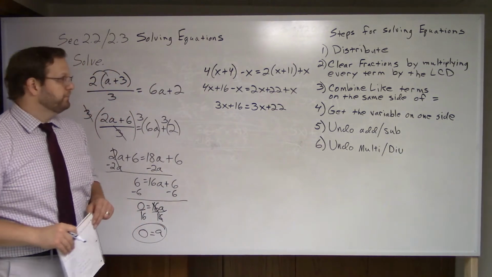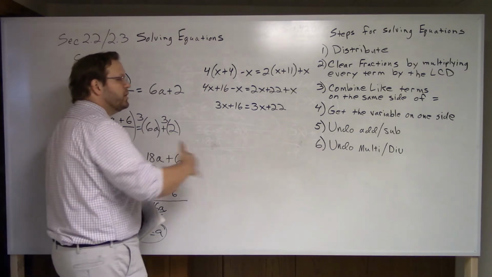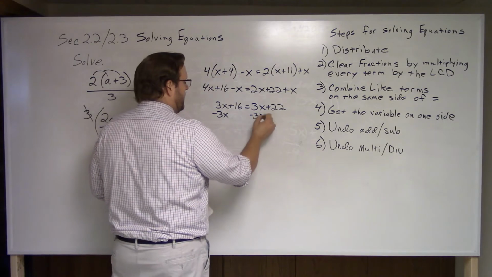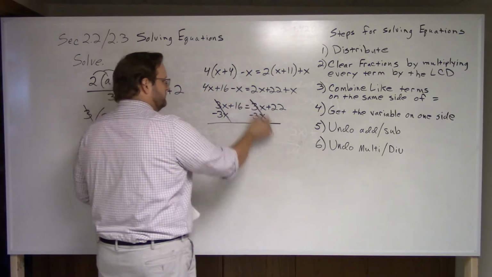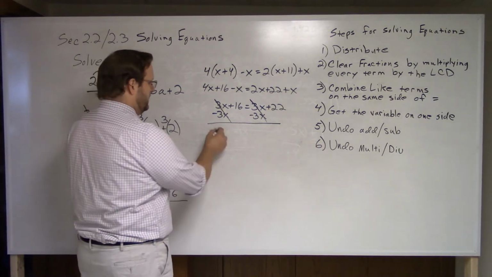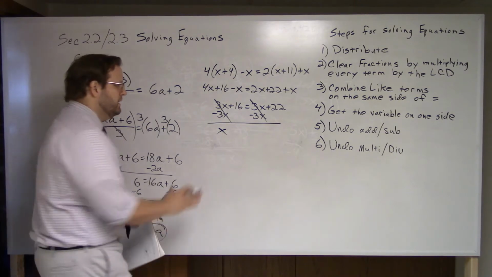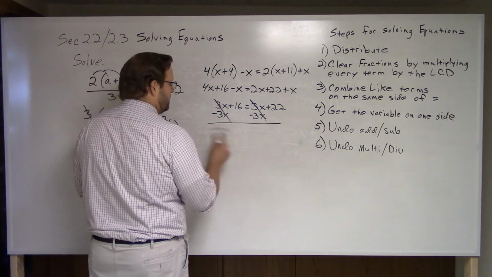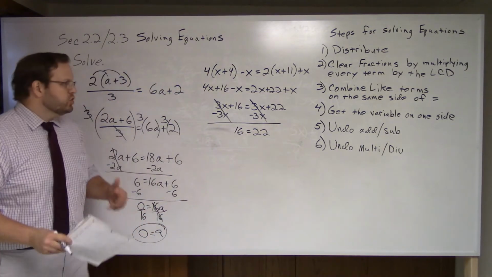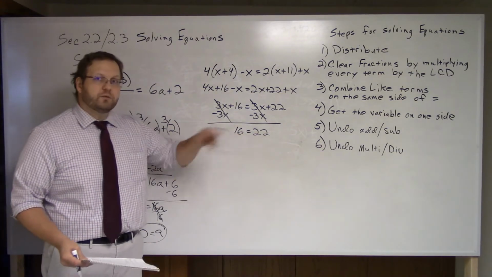And we're here. Now, the next thing to do is get the variable on one side. Watch what happens. I don't care which side you're aiming for. I'm going to be subtracting 3x. And when I do that, the variable's gone. I see a lot of people do this and say, just put an x because there has to be an x. If the x goes away, it goes away. And what we're left with is 16 equals 22.